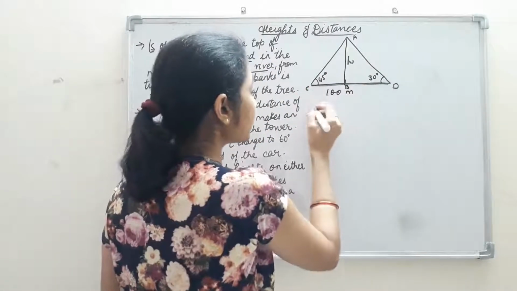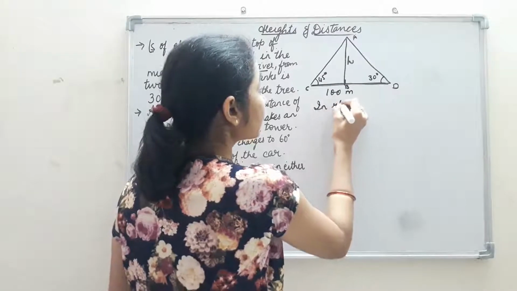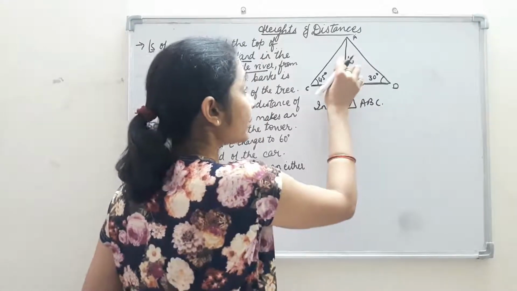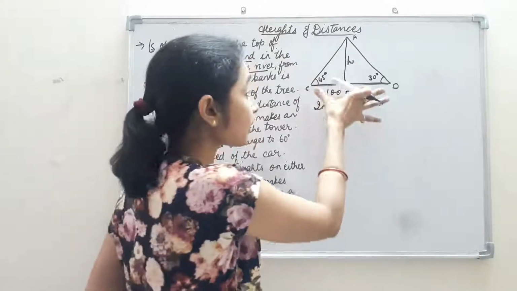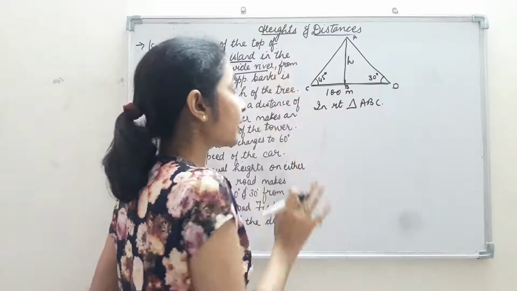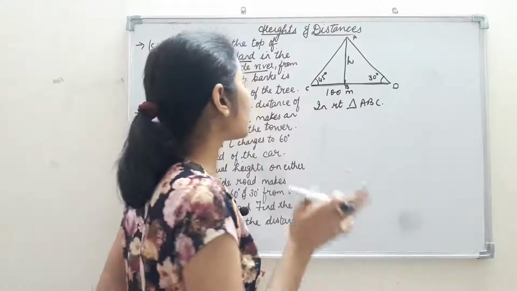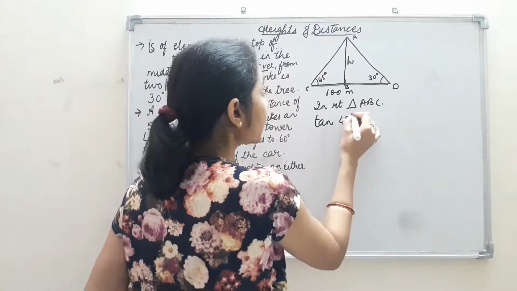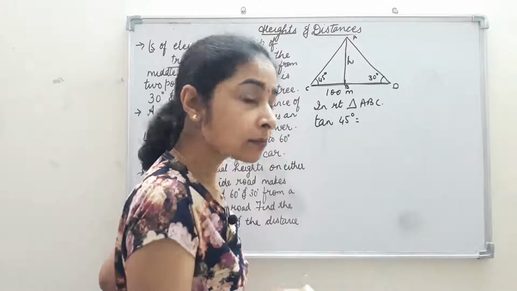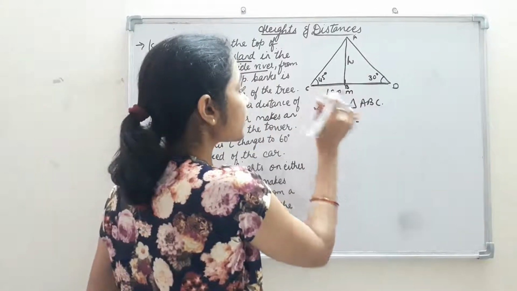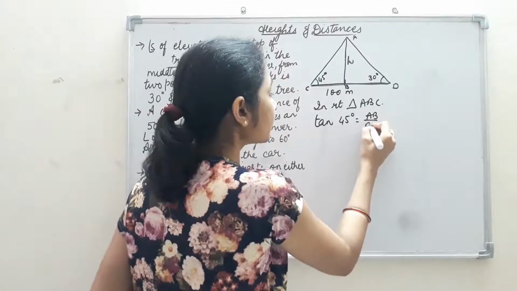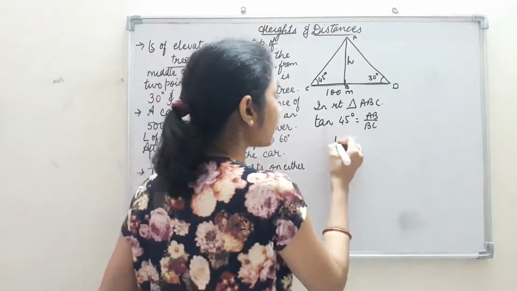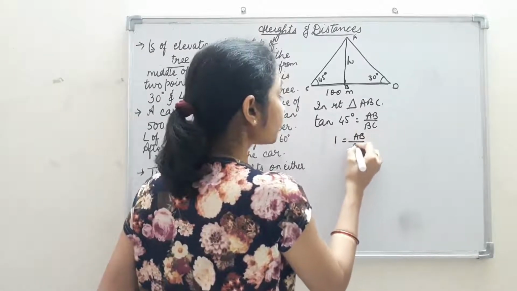First we will take triangle ABC. In right triangle ABC, we are concerned with the height and the distance. The distance is given to us and we are supposed to find out the height. So the ratio that we'll take is tan theta, where theta is 45 degree here. So tan 45 degree is equal to perpendicular upon the base, so AB upon BC. We already know that the value of tan 45 is equal to 1. So 1 is equal to AB upon BC.